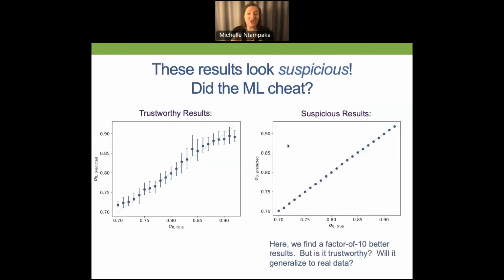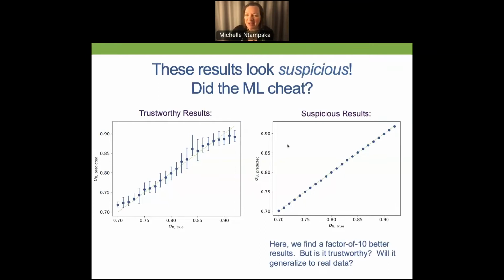We're going to look at it for two sets of data. On the left-hand side, you see what I'm calling the trustworthy results. These are the results that I showed you earlier. I told you that these have error bars at about the expected theoretical limit for my data set. On the right-hand side, I'm going to show you another model that I trained.